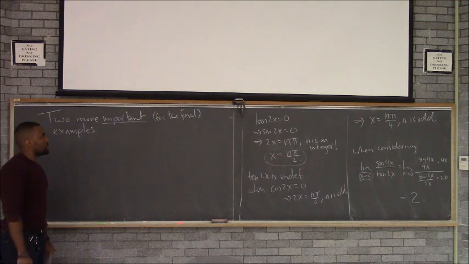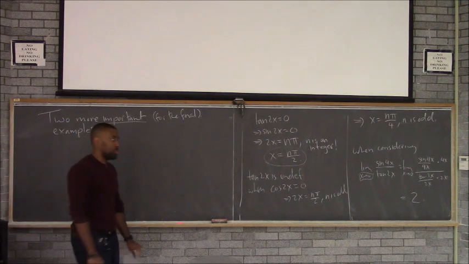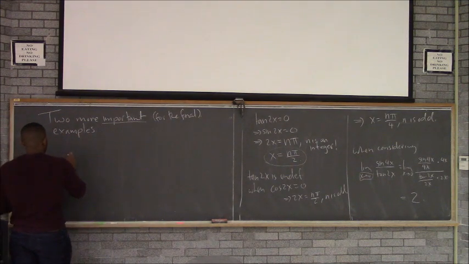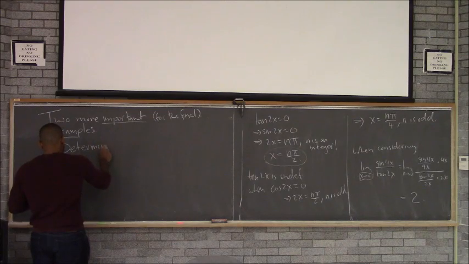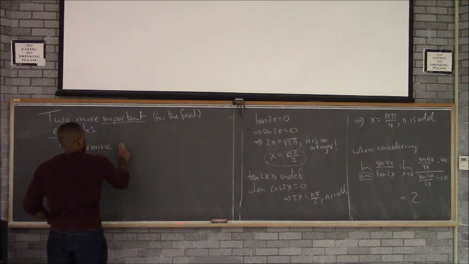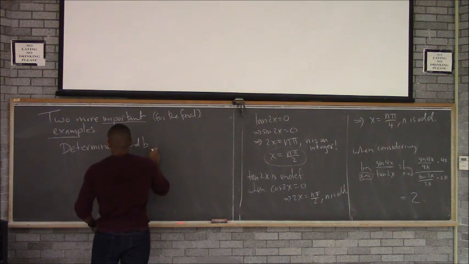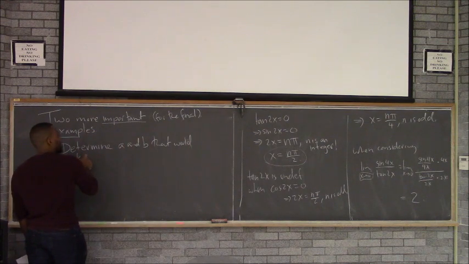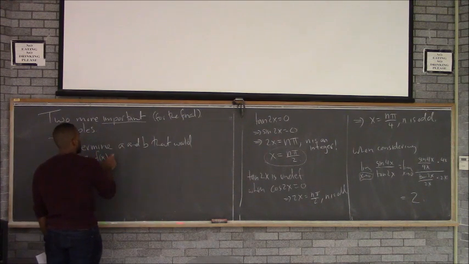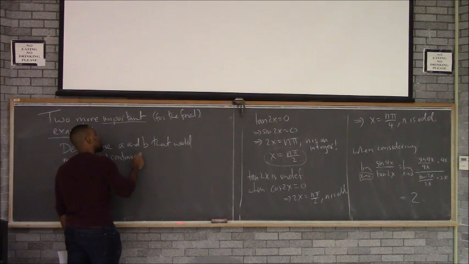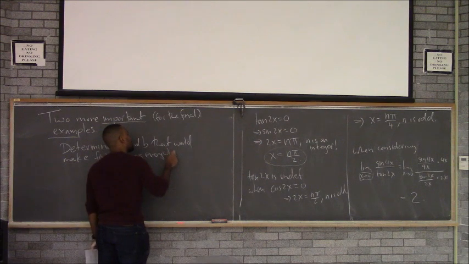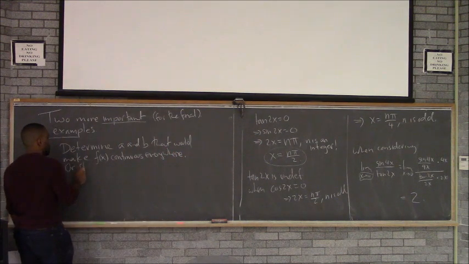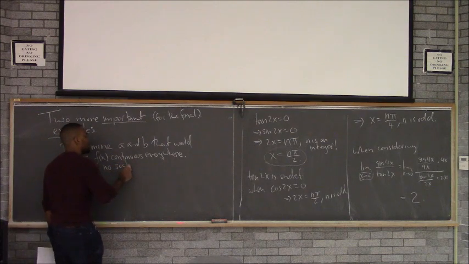It's when they give you a function, but they leave some parts of the function as unknowns, and you have to find the unknowns that will make it continuous. So here it is: determine A and B that would make f of x continuous everywhere, or show no such values exist.